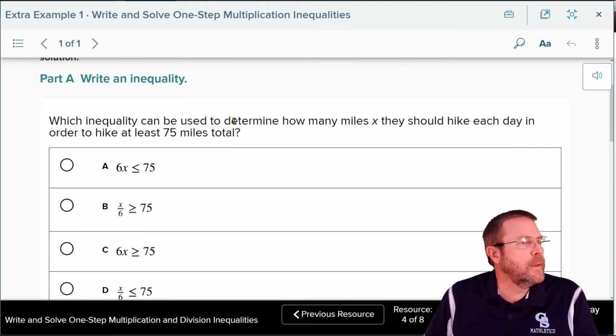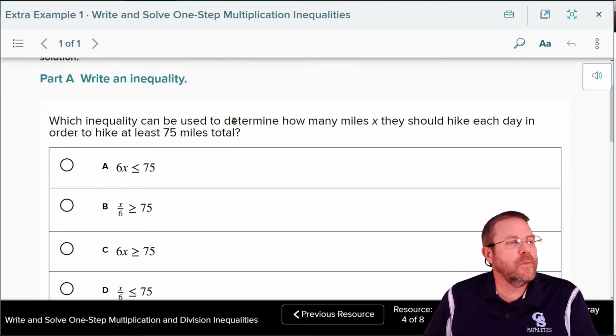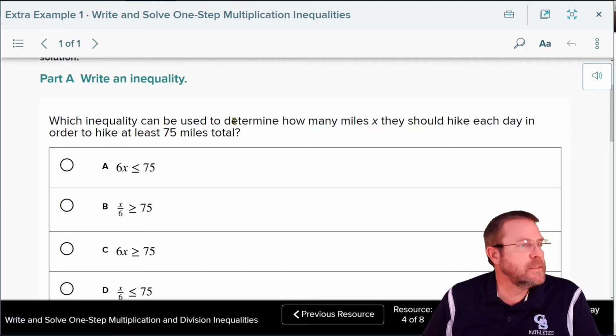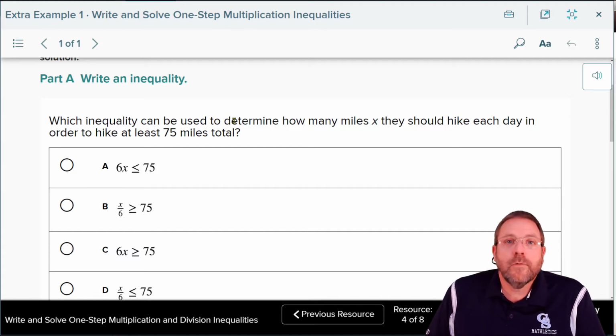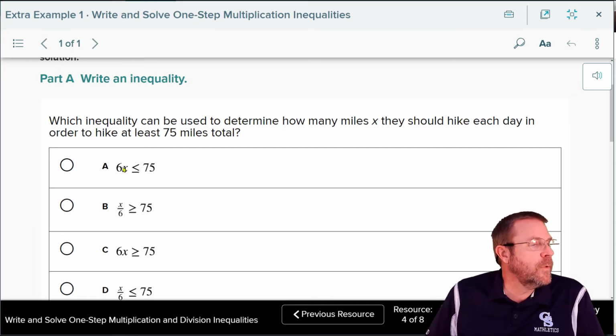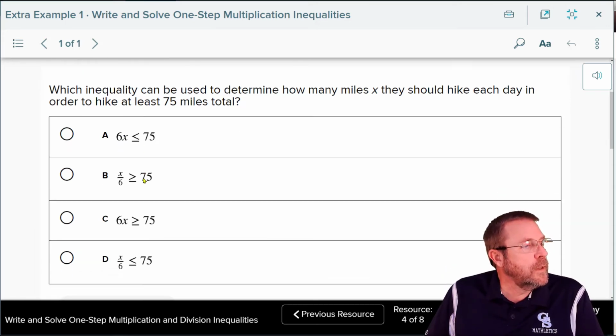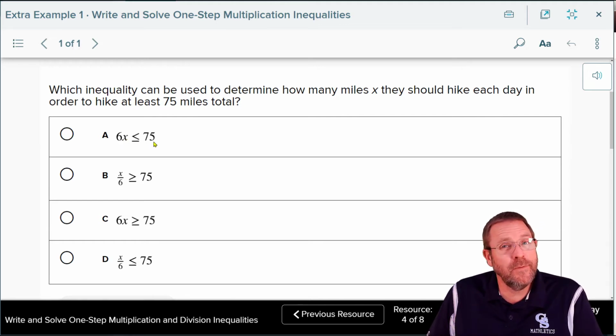The inequality that can be used to determine how many miles x they should hike each day in order to hike at least 75 miles total. Well, at least also means greater than or equal to. So the total miles they're going to hike each day has to be greater than or equal to the 75 when you multiply by 6. So from there we're going to say, well, 6 times x, that's your 6 days, times the miles each day is less than or equal to 75. That's not going to get them the distance they want to go.